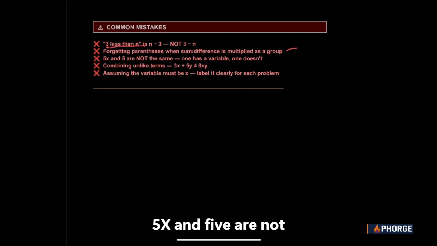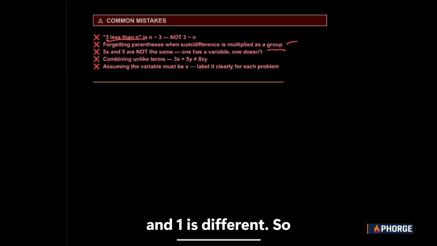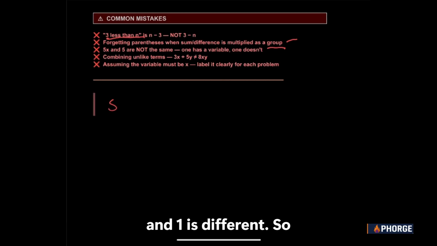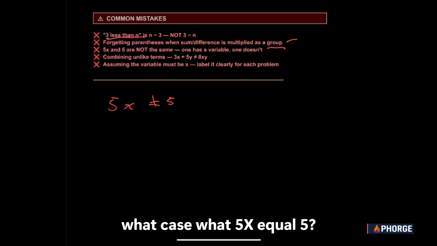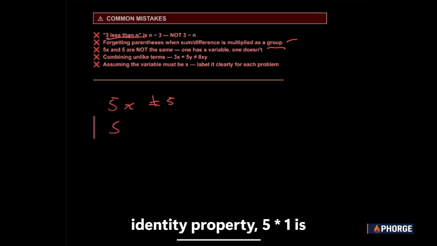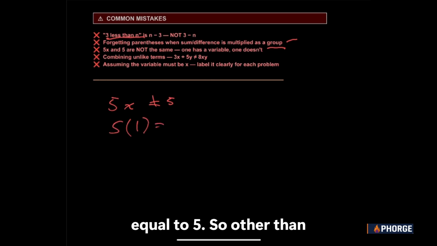5x and 5 are not the same. One has a variable and one doesn't. So, perfect example, 5x does not necessarily equal 5. So in what case would 5x equal 5? That's right. When you use the identity property, 5 times 1 is equal to 5. So other than x equal to 1, 5x is not going to equal 5.